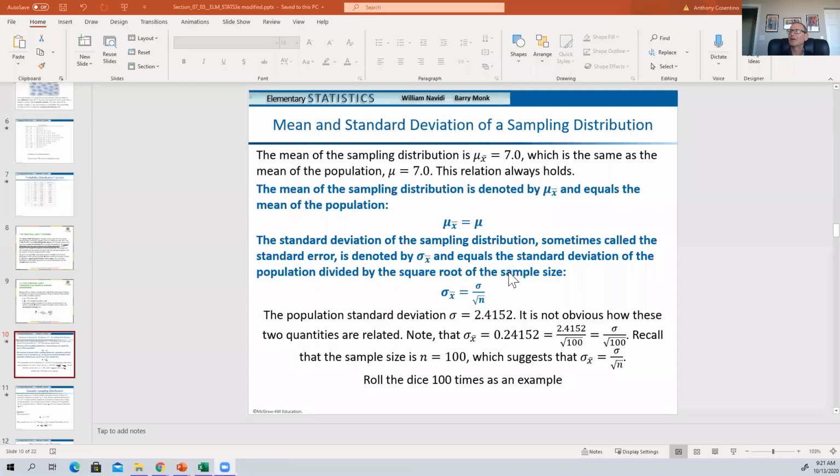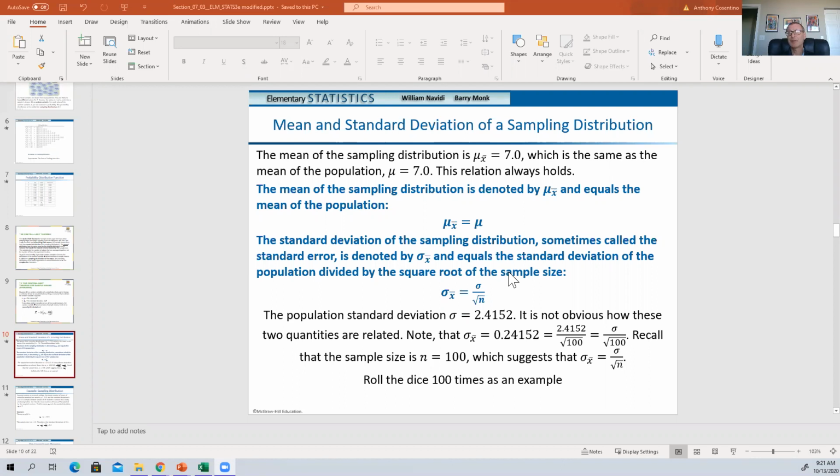Number one is that when we do these calculations, the mean is the mean. And again, that's kind of nice. So the mean of the distribution would be the same as the mean of the population. The mean of our population was 7, we calculated it. So the mean equals the mean of our experiment as well. But the standard deviation changes, and sometimes it's called standard error as well.